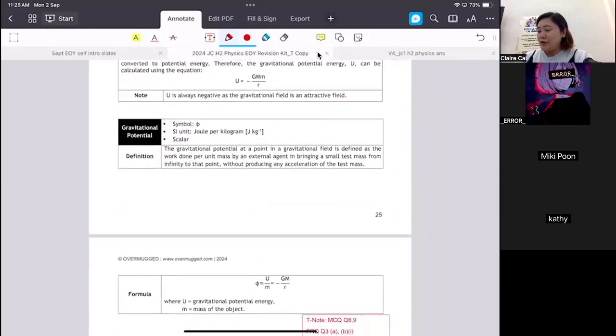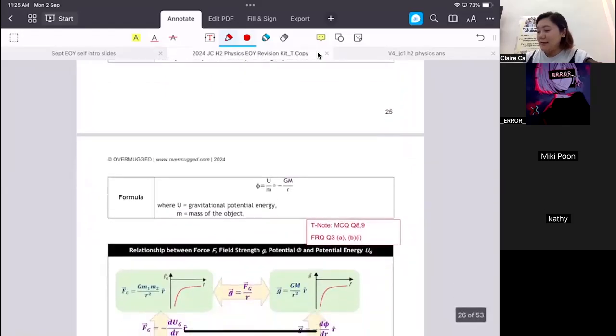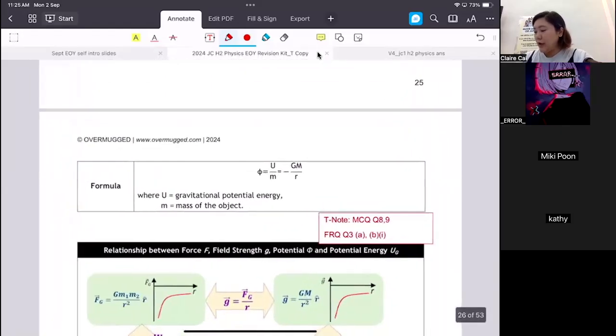A potential is just the energy per unit mass. So now let's take a look at MCQ 8 and 9, as well as our question 3.